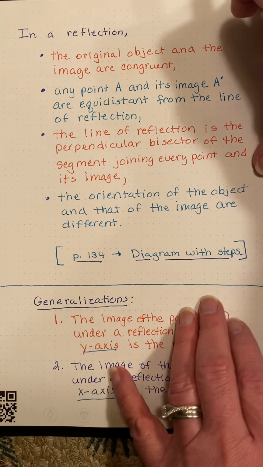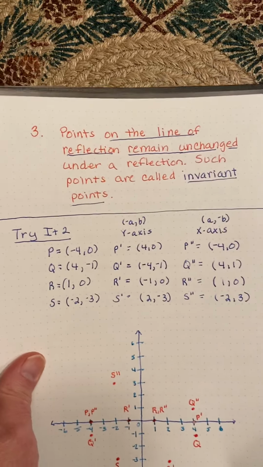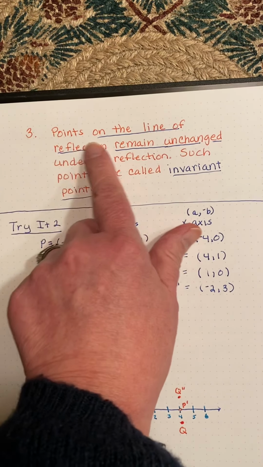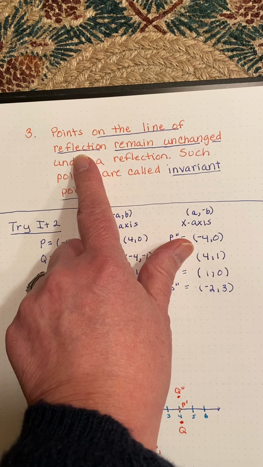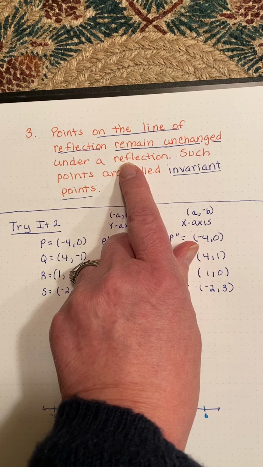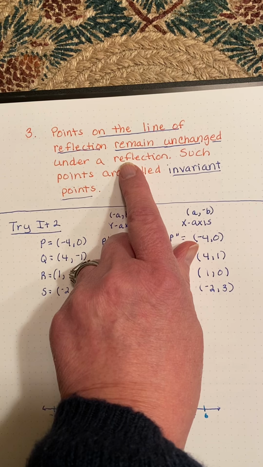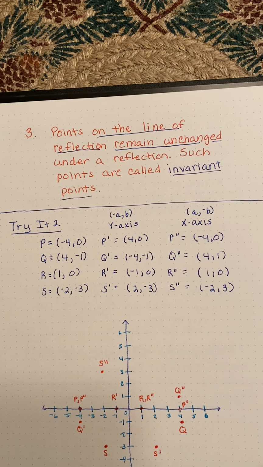Keeping all that in mind, there's one more point, I believe, to consider, and that is number 3. Points on the line of reflection. So if the point actually ends up on the y-axis or the x-axis, it remains unchanged under a reflection. So if they're on that line of reflection, they don't change. And such points are called invariant points. Doesn't happen too often, but sometimes it does.